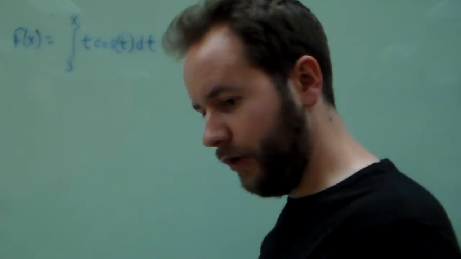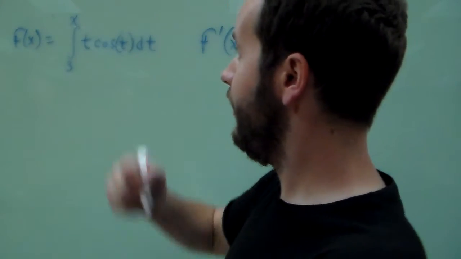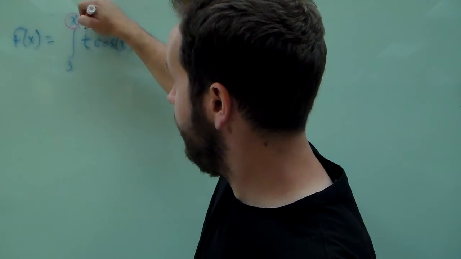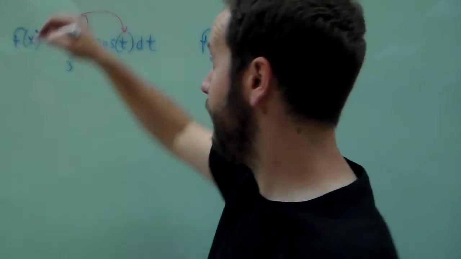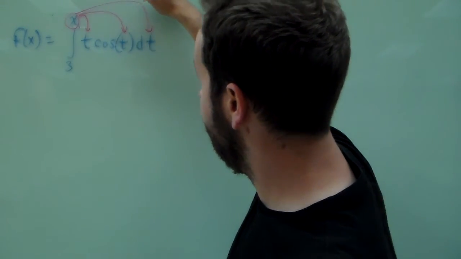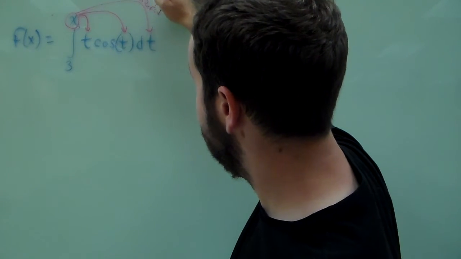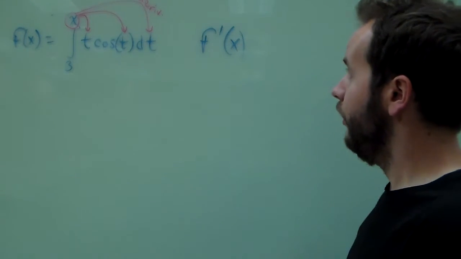You're going to take, let's get a red marker for this, you're going to take the upper bound of x, plug it in for t here and t here, and then you're going to take the derivative of that upper bound and plug it in for dt here. So we'll say derivative. Okay? Let's do that right now.